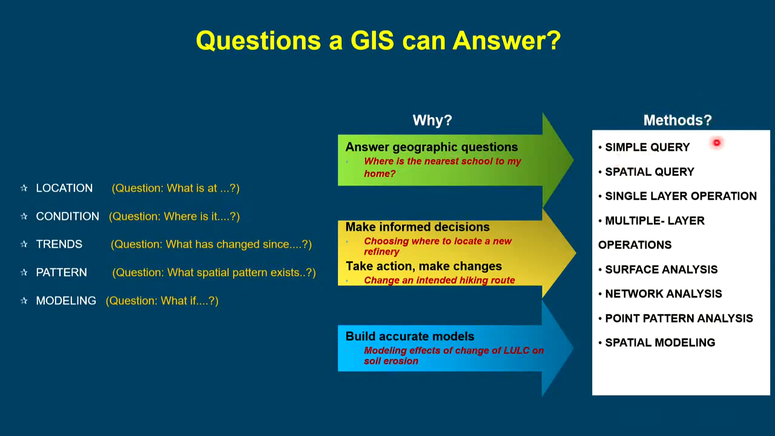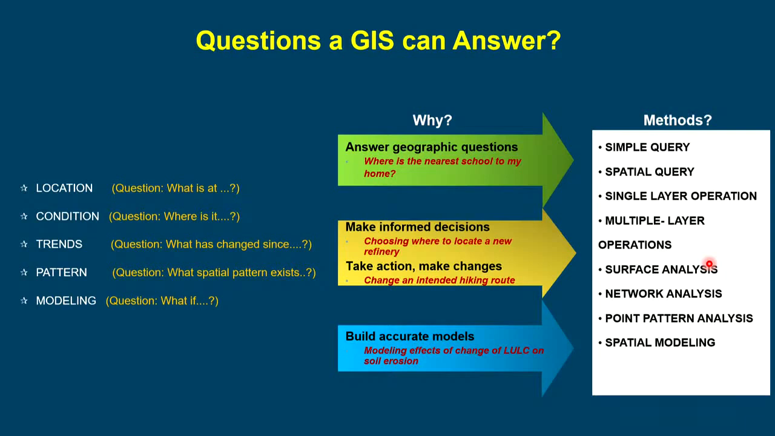The methods are simple queries or spatial queries. Single layer operations can be performed, and multi-layer operations. Single layer means only one GIS layer is there and you can perform queries over that single layer. If multiple layers are there, you can perform queries which require multiple layers, so your query can be solved using multiple layers also. Then surface analysis, like what is the water flow, in which direction, water accumulation or flow accumulation. So surface analysis can be done.